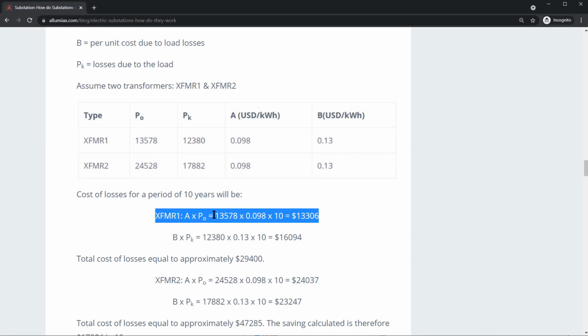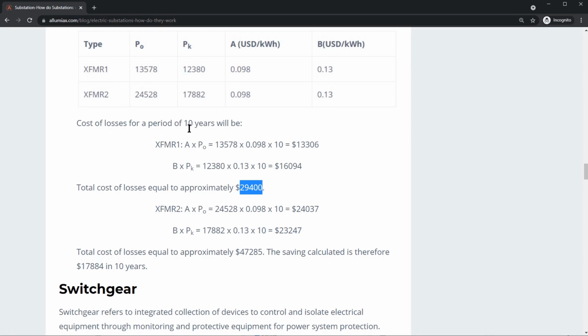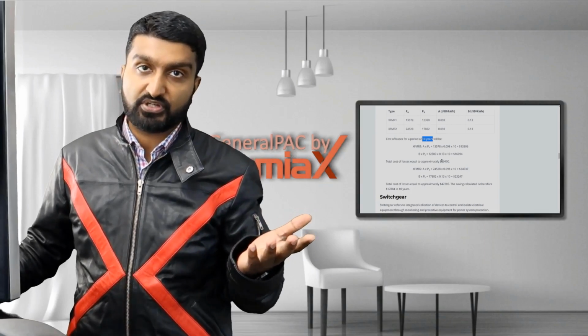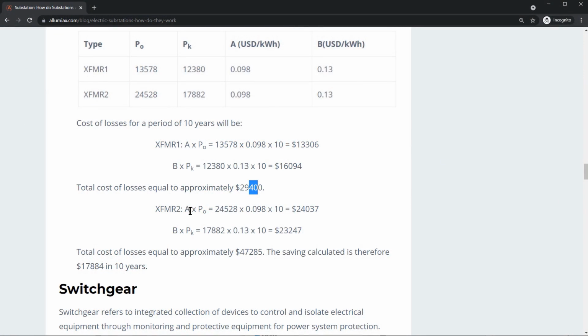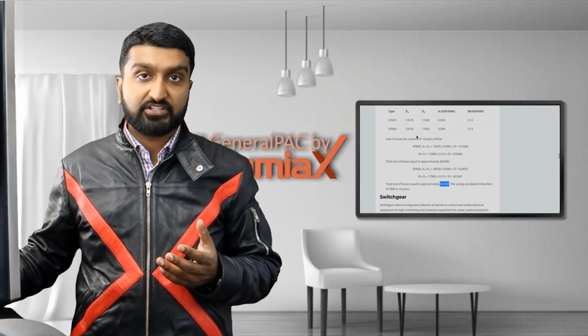And when you take that into consideration, what you end up with for transformer 1 is $29,400. Now this is over the course of 10 years. So the losses over the course of 10 years cost almost $30,000. Whereas on transformer 2, for example, you do the same calcs, but the losses are $47,000, right? And so transformer 2 had much higher losses values, right?